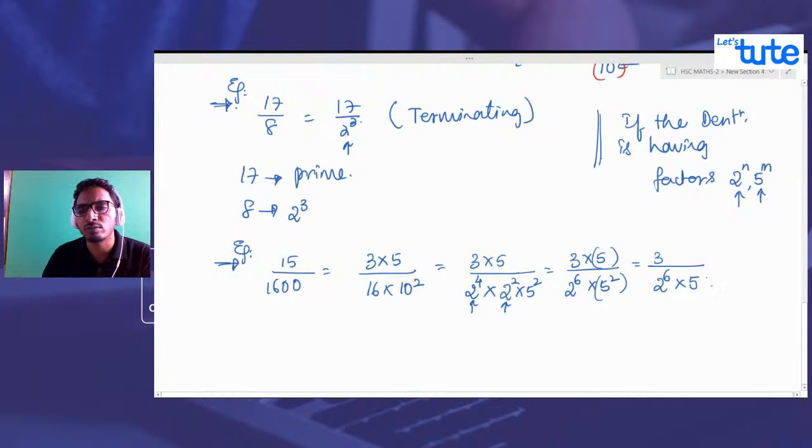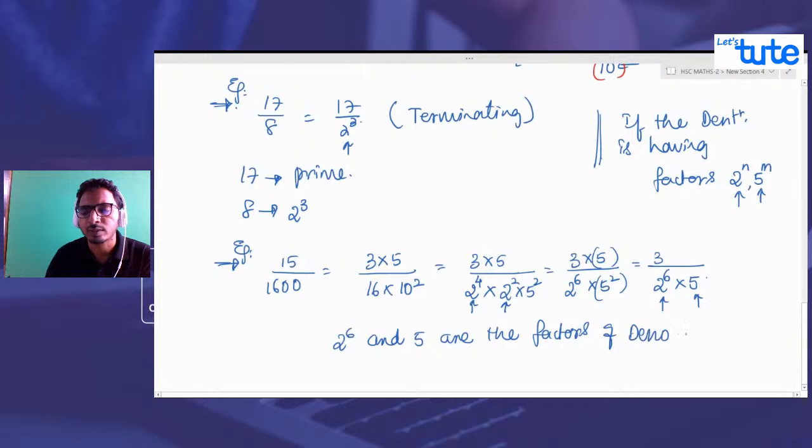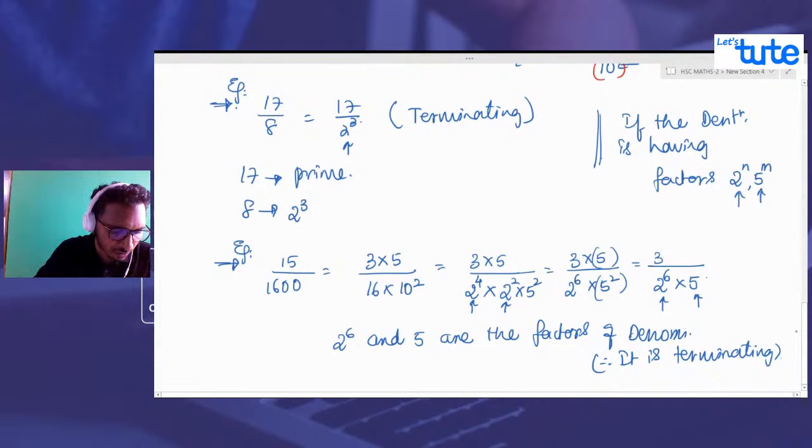Okay, so now you can see that the denominator has the factors 2 and 5, correct? So 2 power 6 and 5 are the factors of the denominator. Therefore we can say that it is terminating. Okay, so that's what we got from here, correct? So let's take one more example.